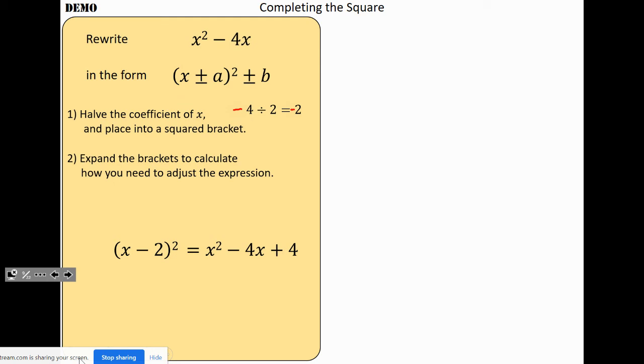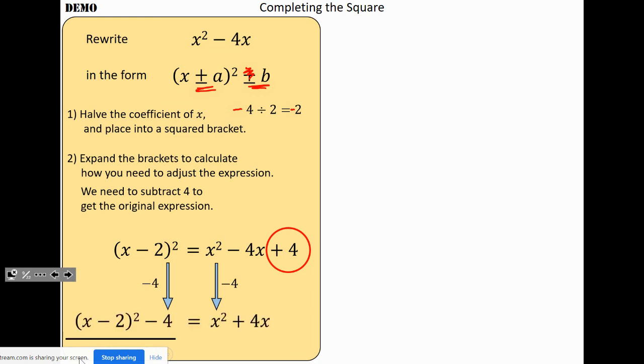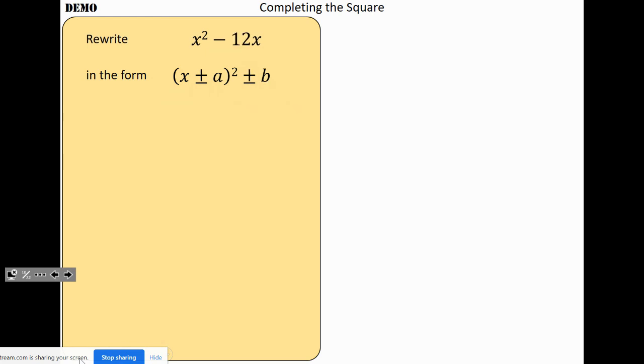So even though the number inside the bracket here has become negative, our number here doesn't become positive, it stays negative. We still end up having to take away that 4 from our original expression here. So we still have x minus 2 all squared take away that 2 squared. X squared minus 12x then. Have a go at that one and then continue watching the video.